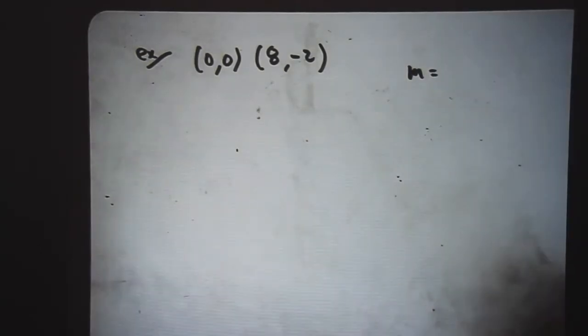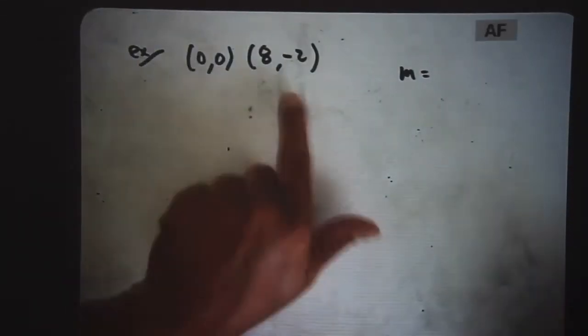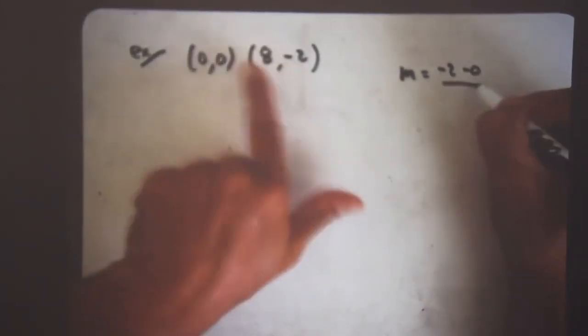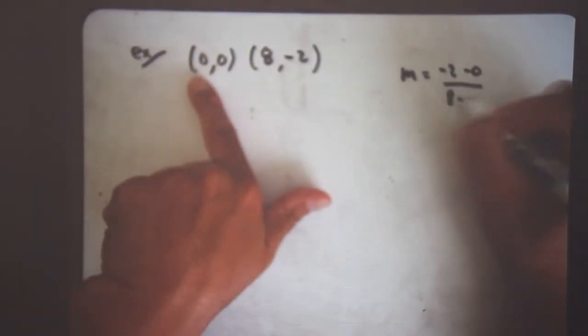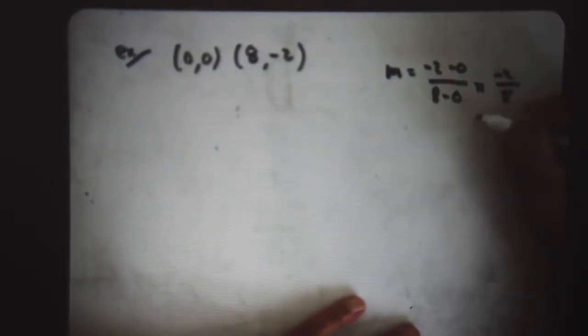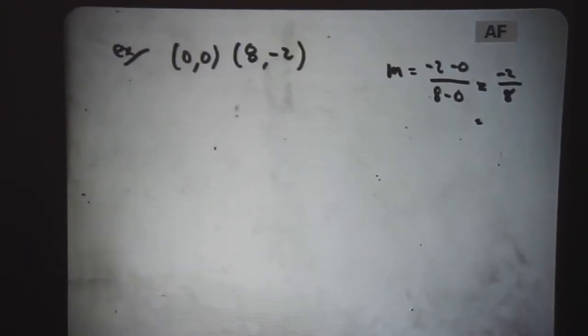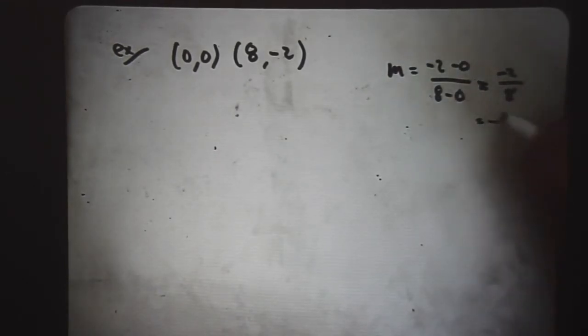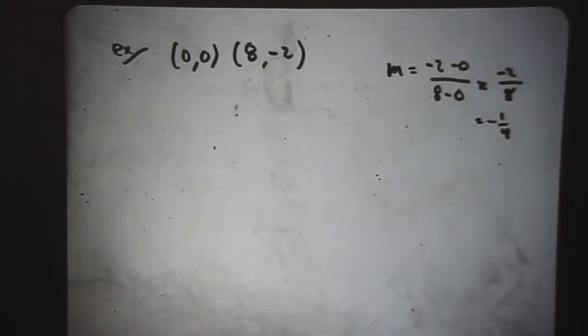So again, if I want to find the slope between these 2 points, I'm going to go -2 minus 0 over 8 minus 0. So we'll get equals -2 minus 0 is -2, 8 minus 0 is 8. Always simplify your slope values fractional wise. You don't want to leave unsimplified fractions out there. So -2 over 8 can reduce by 2, so -1/4 is our slope.